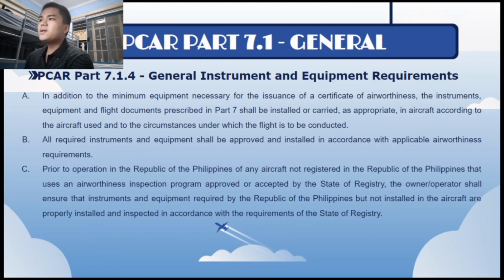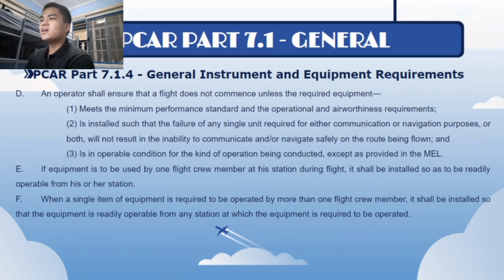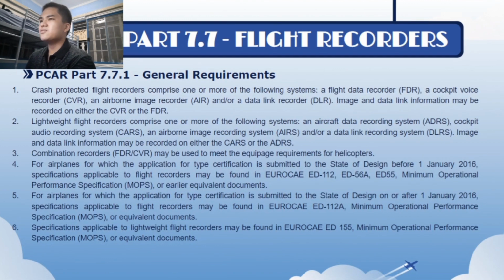Part of PCAR Part 7.1 is PCAR Part 7.1.4, which talks about the general instrument and equipment requirements. It is said here that before the pilot uses an aircraft, it is important for the equipment inside to be in operable condition, and important to perform inspection programs, especially when the aircraft is not registered in the Republic of the Philippines. In addition, the aircraft operator must not commit to flying if there is failure of the communication and navigational instruments of the aircraft.